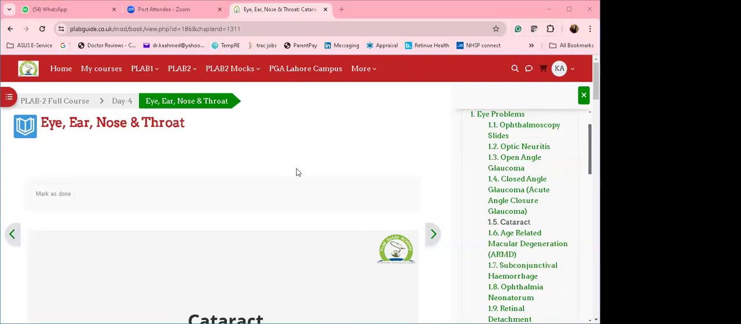Will angle closure affect both eyes or just one eye? Mariam has asked; I think she's talking about angle closure glaucoma. Well, usually angle closure glaucoma will be unilateral. However, she will have some symptoms of angle closure in the other eye as well. So that's why the treatment will be done in both eyes.